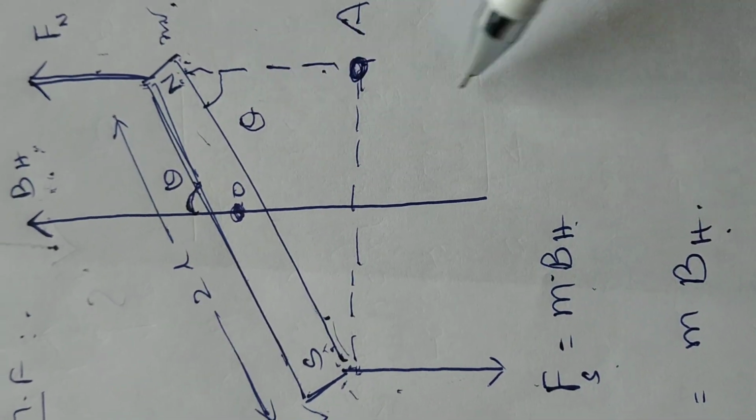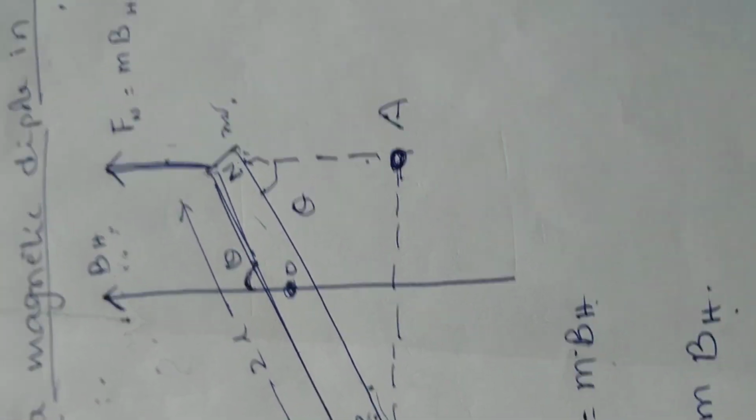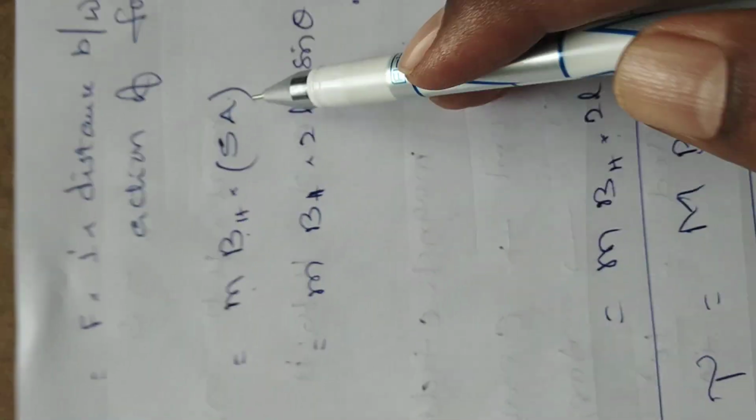This is one force, this is the other force. The perpendicular distance between these two is SA. So the torque is MBH into SA.